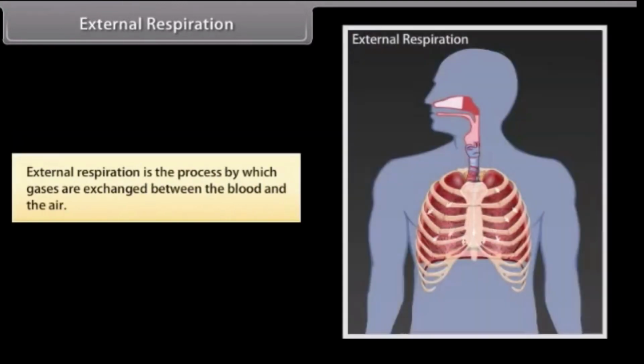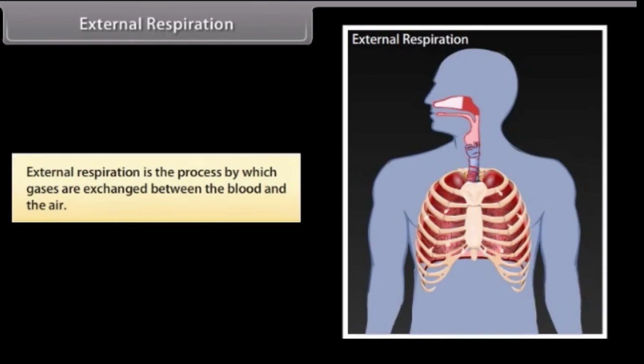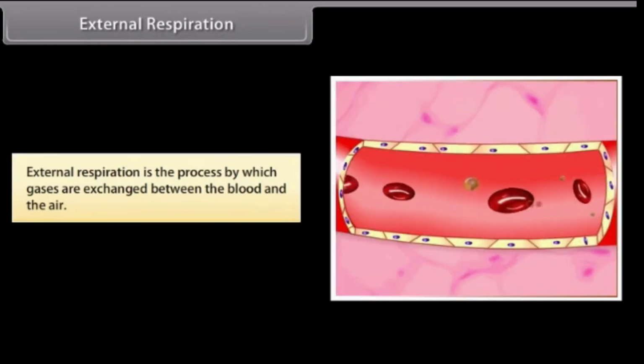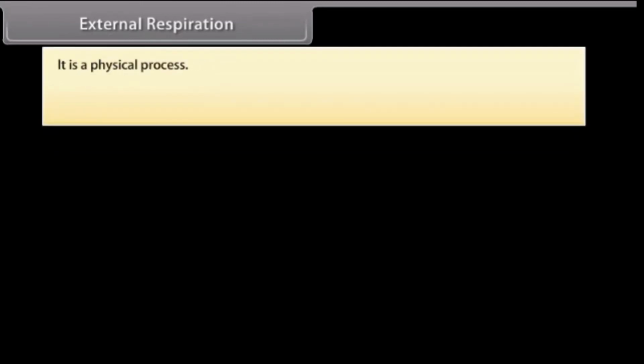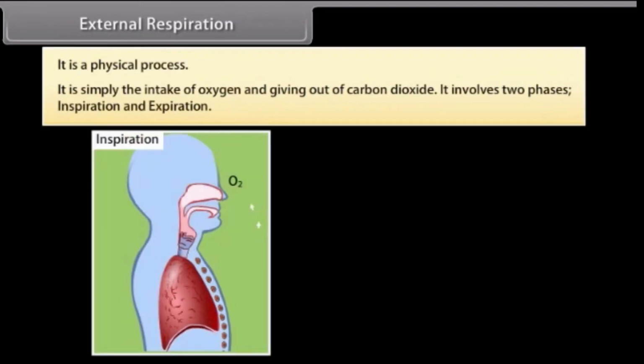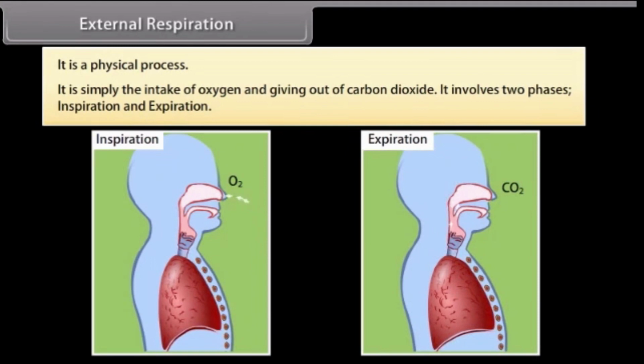External respiration. External respiration is the process by which gases are exchanged between the blood and the air. It is a physical process. It is simply the intake of oxygen and giving out of carbon dioxide. It involves 2 phases: inspiration and expiration.